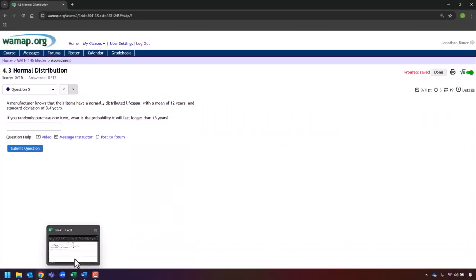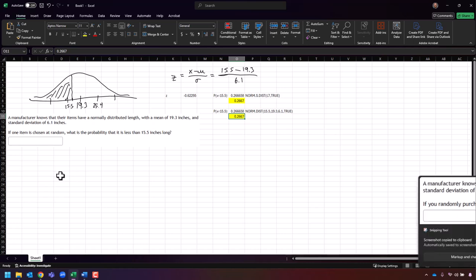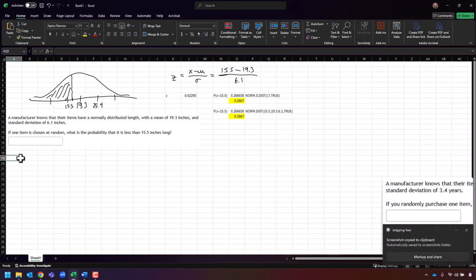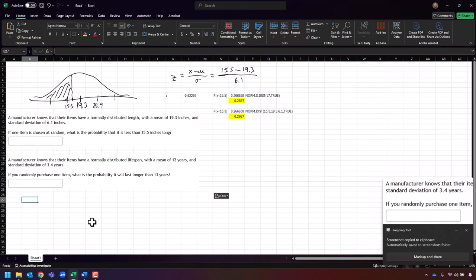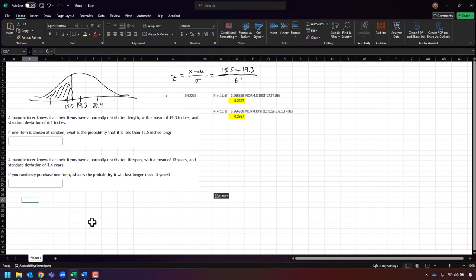I'm going to jump over here to Excel and try this one. So, okay, some important things here. The mean, that's mu, is 12. Standard deviation, that's sigma, 3.4. And then our x value of interest, 13 years.